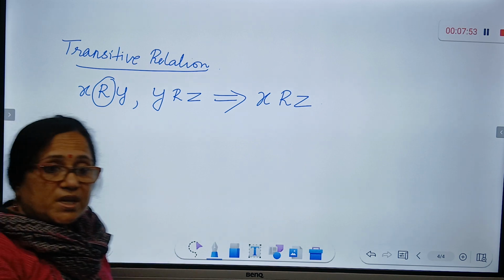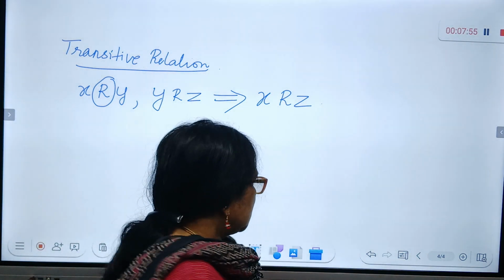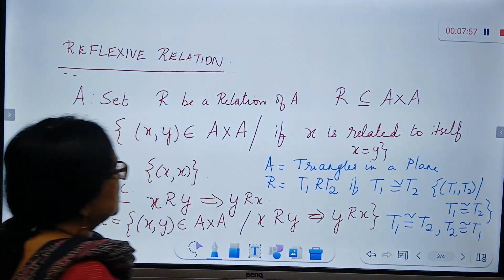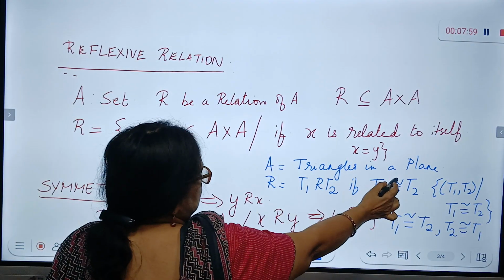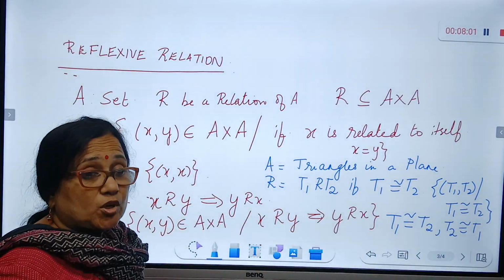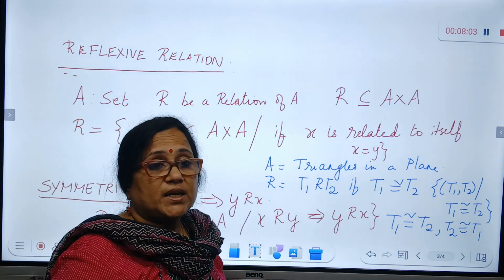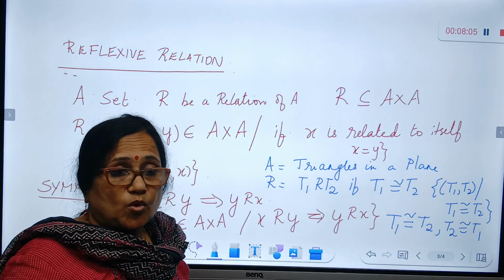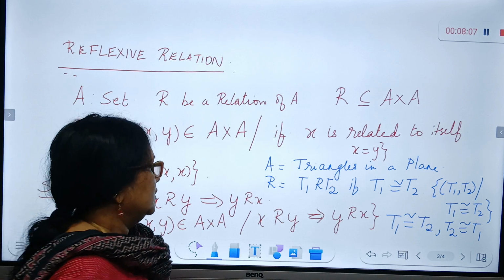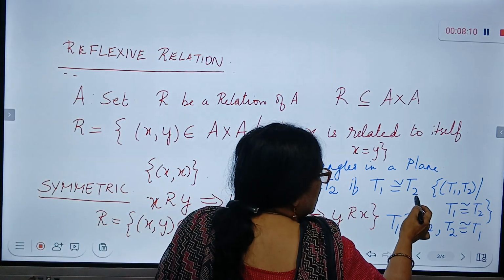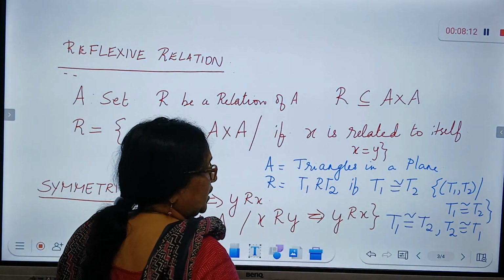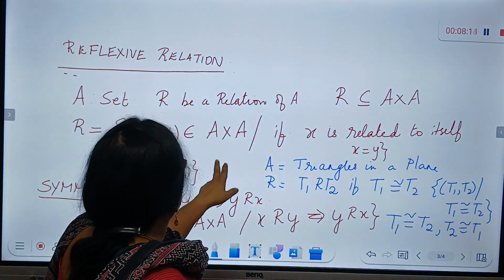Now we will check for the same example. Let us look at what was the example that we saw in the previous case: triangles in a plane. And what was the relationship we are talking about? Two triangles are related if each one is congruent to the other. So now we saw that every triangle is congruent to itself and therefore it was reflexive.